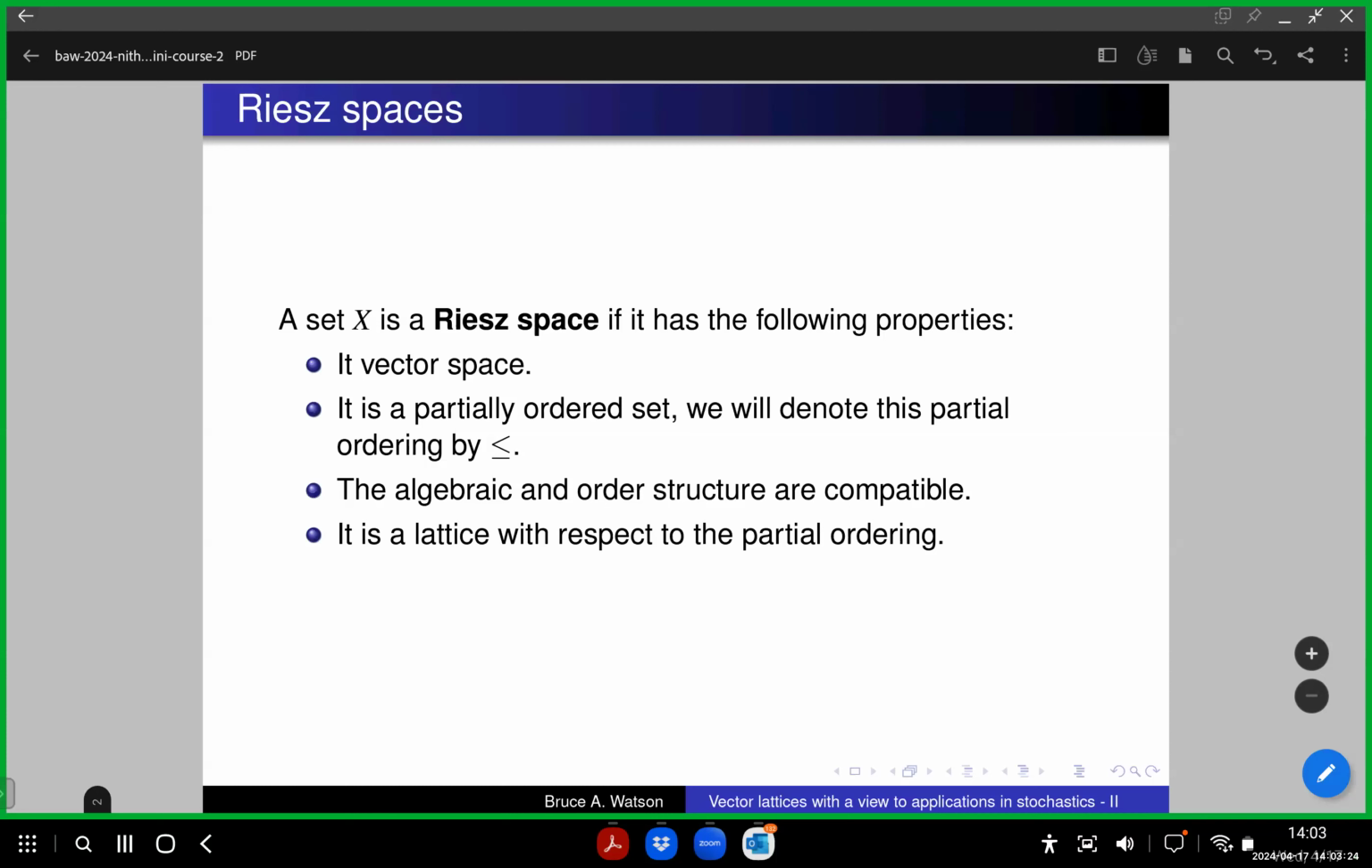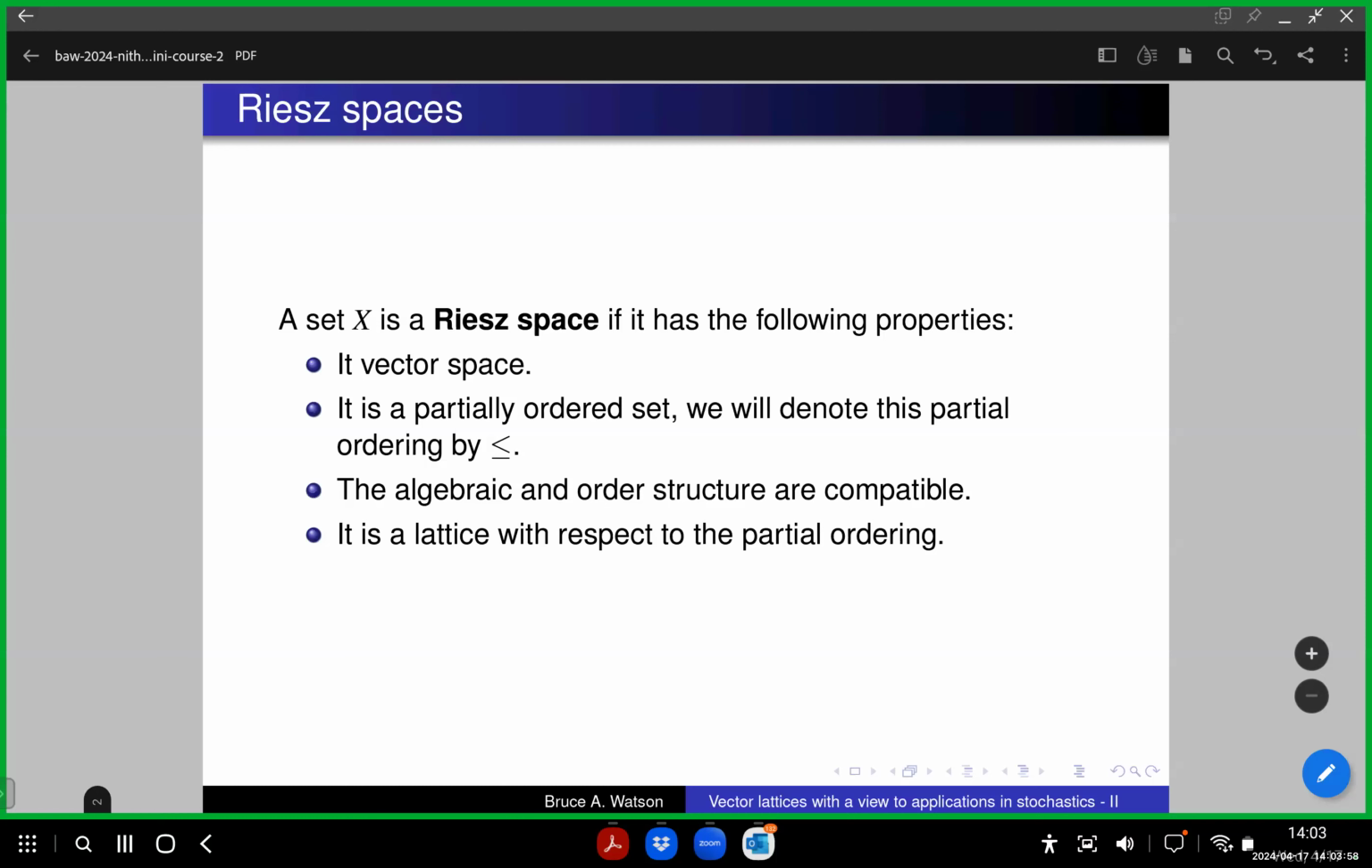It has to be partially ordered. We're going to denote this in this lecture by less than or equal to. There's a reason why I've changed the notation here, because at some point in this lecture, we're going to have another set of things like partial orderings, but they miss one of the conditions. So that's why I've relabeled my partial ordering to avoid confusion between the two different objects.